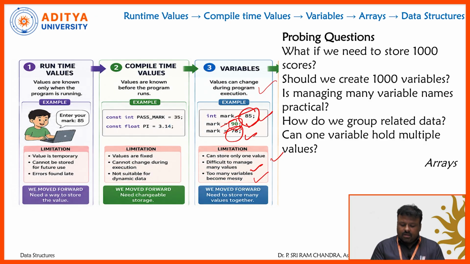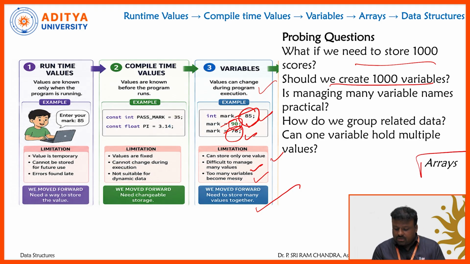What is the probing question here? What if we need to store 1000 scores? Do I need to create 1000 variables? How would the program look if I do so? It creates a lot of mess in the program, right? So to avoid that, what should we do? We need more storage to hold values together.